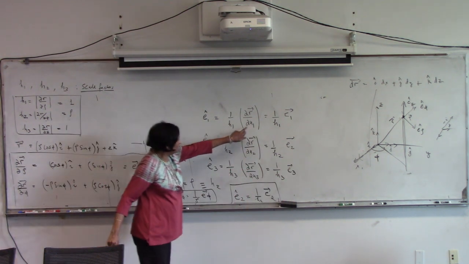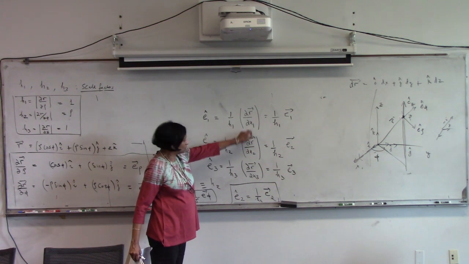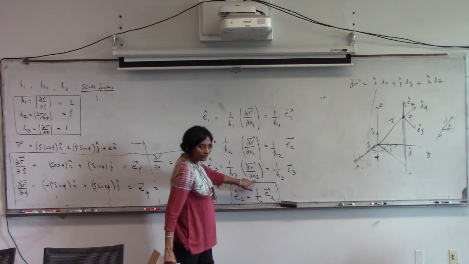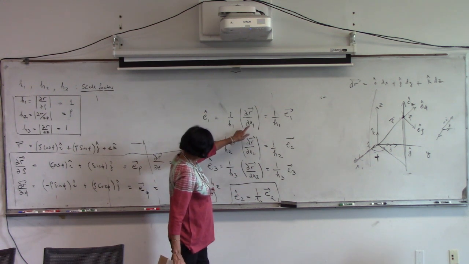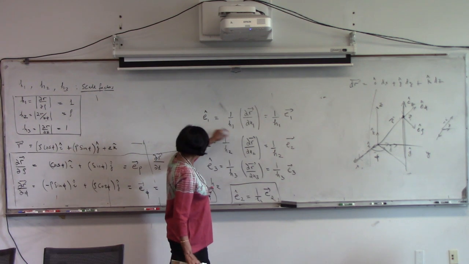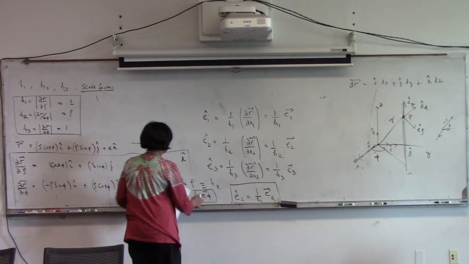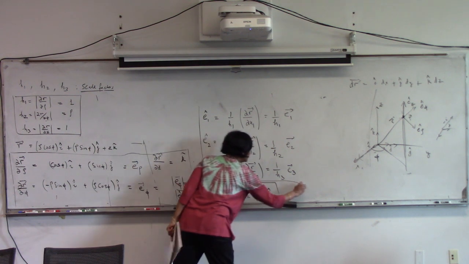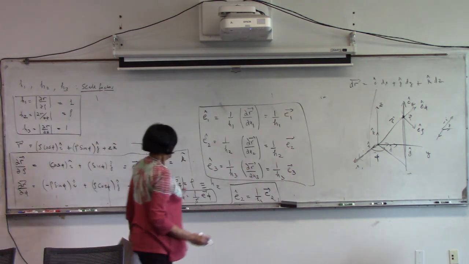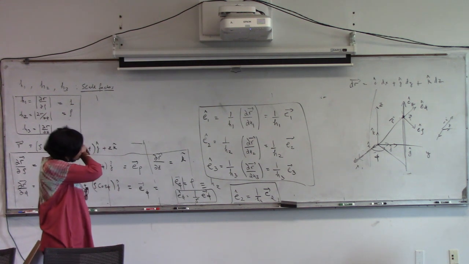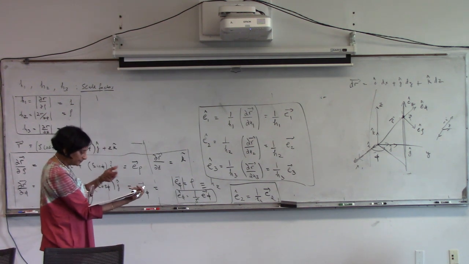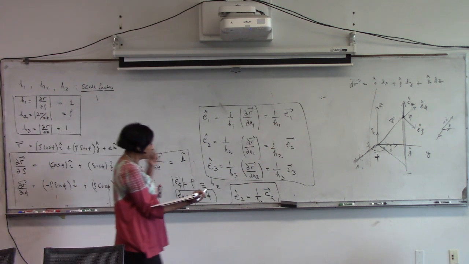So for cylindrical coordinates, U1 was rho, this is phi, and this is z, and for spherical it will be r, theta, phi. Then you can get the corresponding scale factors and all that. All right, so this is because I want to write it generally.